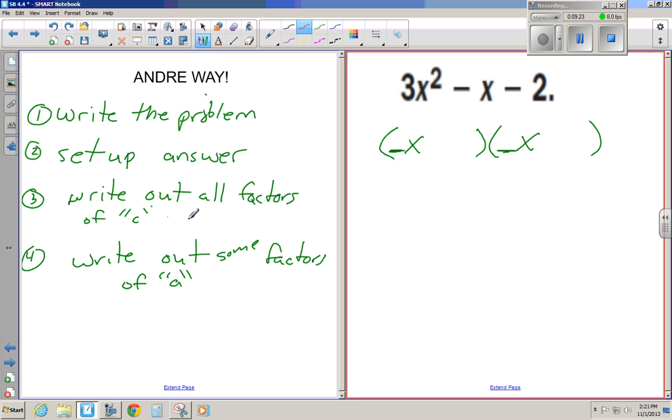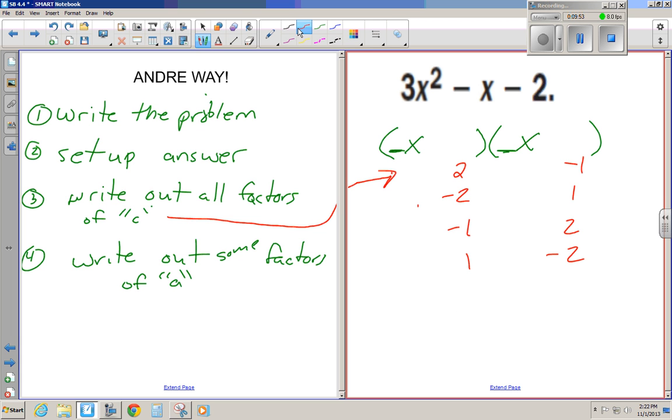I'm going to put them under the gap. So here I'm going to put 2, -1, -2, +1, -1, 2, and 1, -2. These are all the possible factors. If this number was 12, there would be a lot more numbers here.